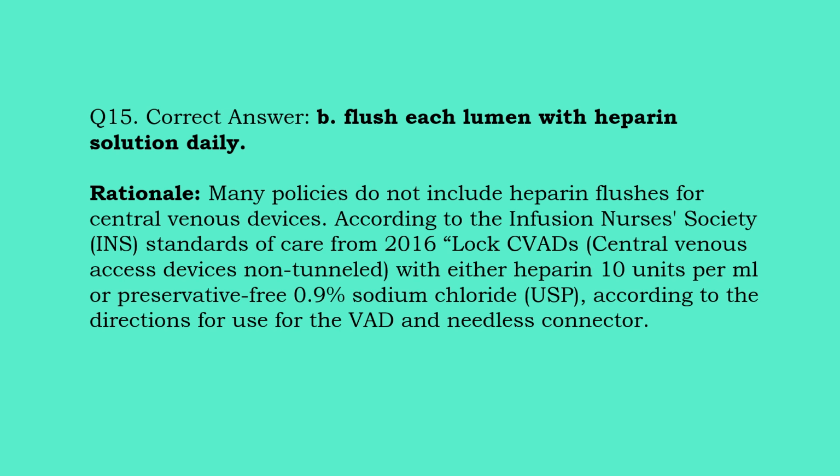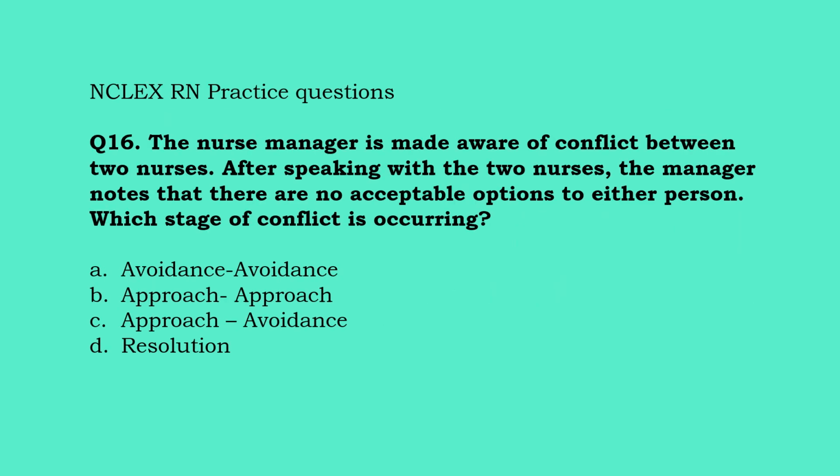Rationale: many policies do not include heparin flushes for central venous devices. According to the Infusion Nurses Society, INS, Standards of Care from 2016, flush central venous access devices with either heparin 10 units per milliliter or preservative-free 0.9% sodium chloride, USP, according to the directions for use for the device and needleless connector.